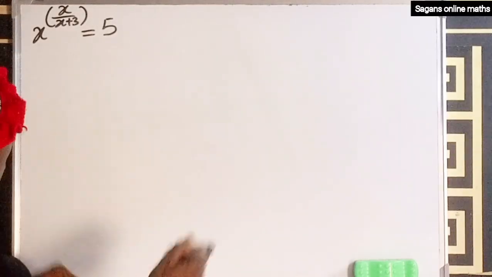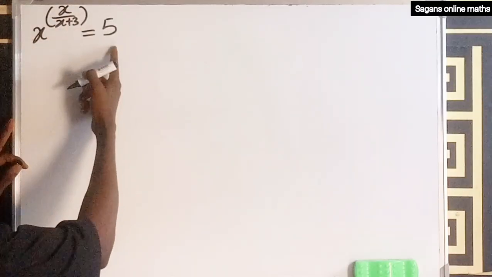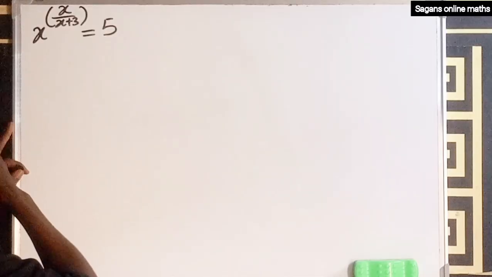Now look at what you are going to do to this question. Now we have x to the power of x divided by x plus 3 equals 5, and we are expected to find x. Wow. How are we going to determine the value of x in this equation?